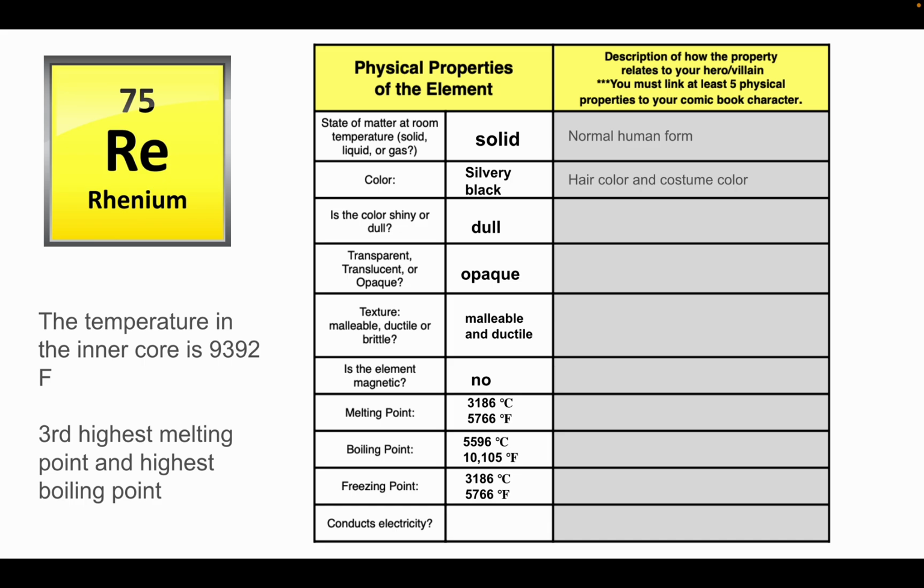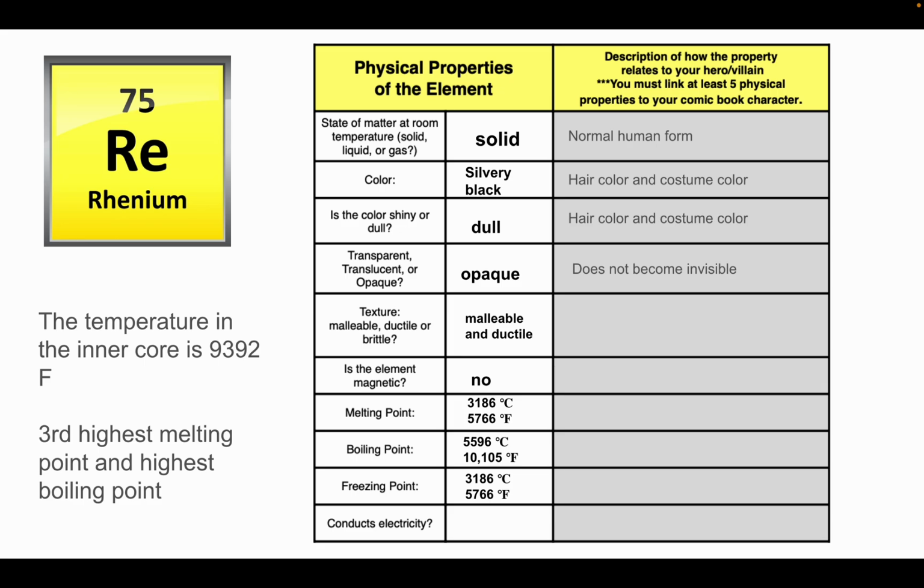Those are the best things to use. Rhenium is actually dull. It's a little shiny, but I'm just going to say again, my hair and costume. I'm opaque, so that means I can't become invisible.